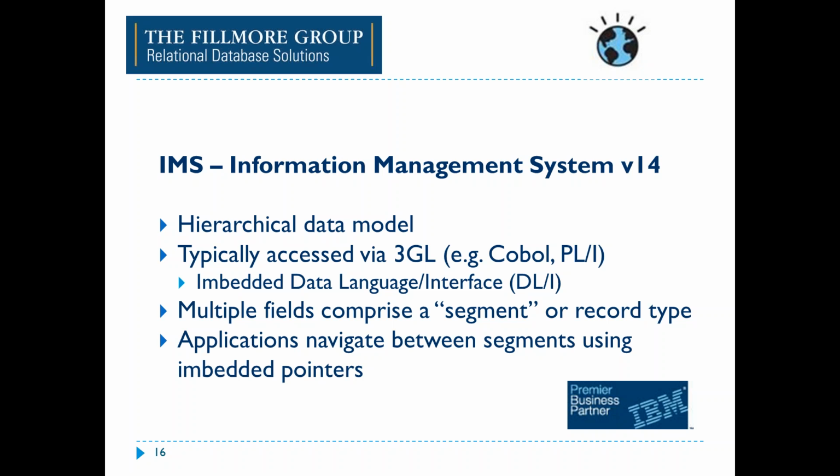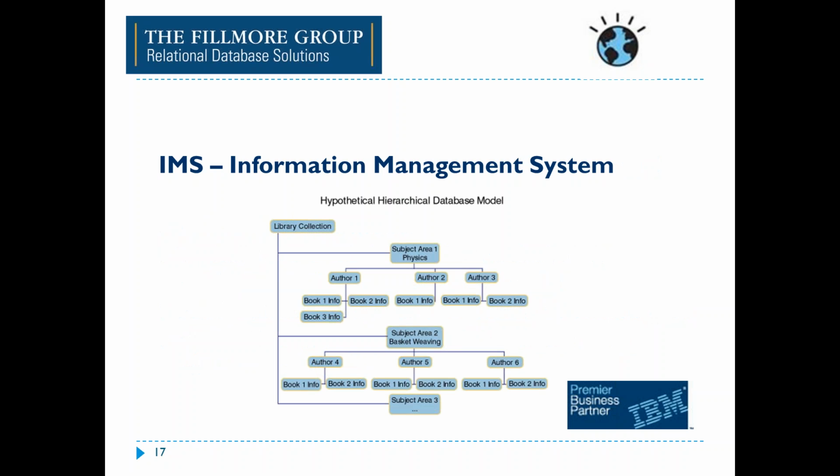Segments and fields are the equivalent in IMS. Applications navigate between segments using embedded pointers in the traditional IMS methodology. So here is an example of a hierarchical data model. So I could see the subject area 1 of physics, the authors who wrote books about physics, and the books that they wrote. So author 1 wrote 3 books, books 1, 2, and 3. The subject area 2 is basket weaving, and author 5 also wrote 3 books about basket weaving. So this is an example of the way that the hierarchical model would be instantiated within IMS.